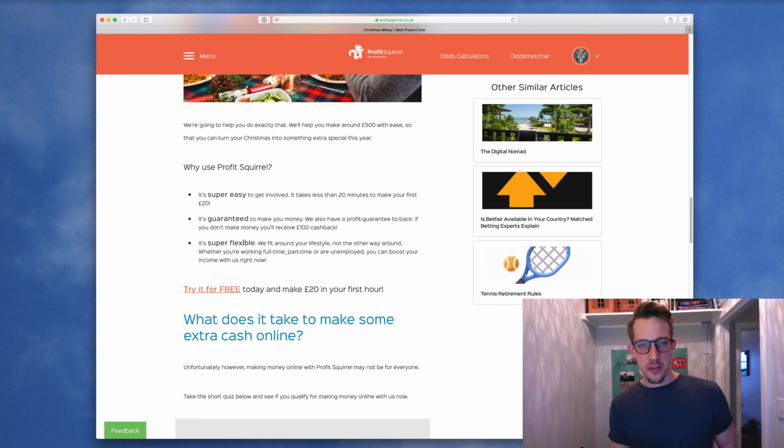So with the good bits of Christmas in mind, how do you actually take away or ease that burden of the extra funds that you think you're going to have to spend? Maybe you're getting a little bit worried about it, wondering exactly what you're going to do. Well, the good news is I think Profit Squirrel has the answer for you.